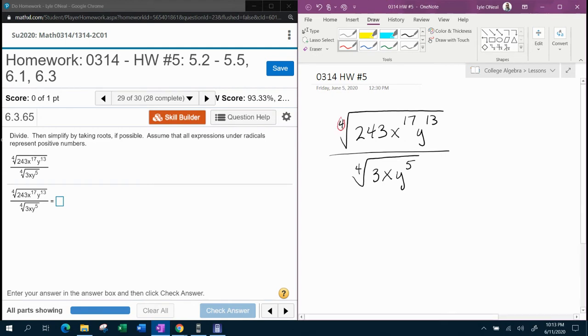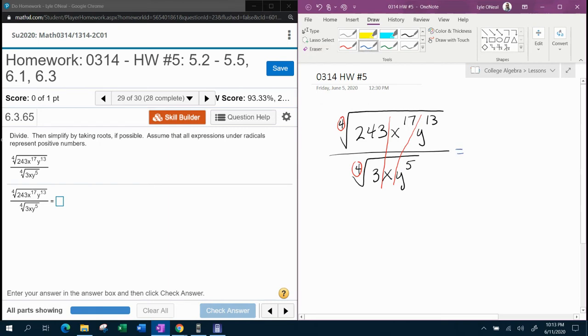And if these radicals have the same index, then I can actually divide, or in other words, I can reduce this fraction to lowest terms, okay? So we're going to do 3 steps. First we're going to divide 243 by 3, and then we're going to reduce the x's, and then we're going to reduce the y's, okay? So instead of one big problem, this is like 3 little problems here.